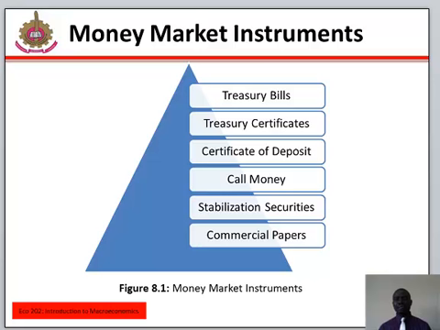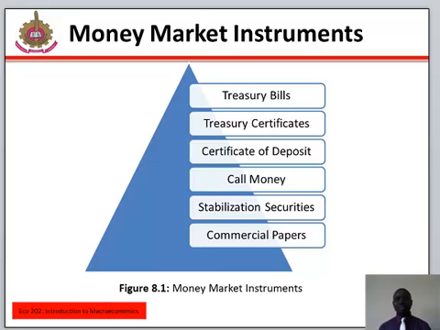There are two types of certificate of deposit, which are negotiable and non-negotiable certificates of deposit. Negotiable certificates of deposit can be transferred from one person to another by endorsement, while non-negotiable certificates cannot be transferred from one person to another by endorsement.